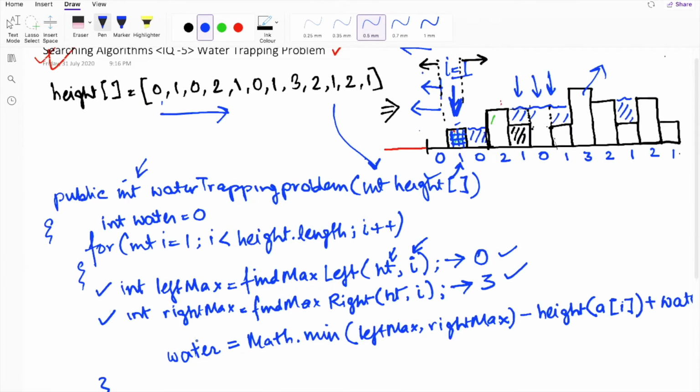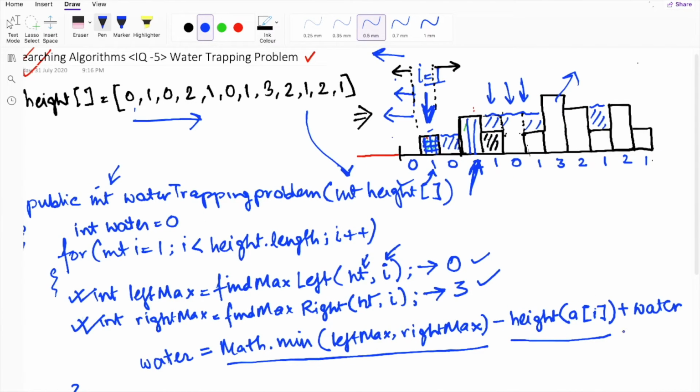So here you can see the solution of this problem is quite simple. What we are doing over here is taking each block at a time and calculating the maximum height of the block on the left side, and then calculating the maximum height of the block on the right side, and then finding the minimum of those two, and subtracting the height of this corresponding block from the result.